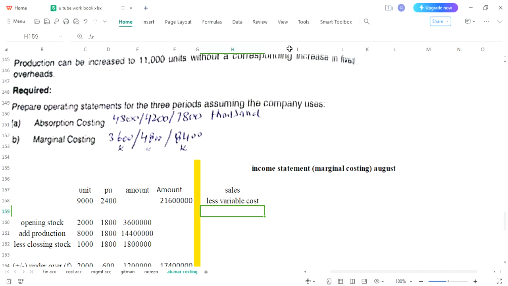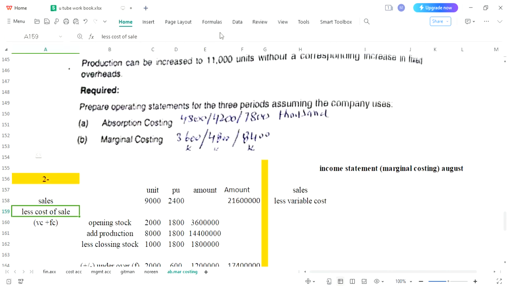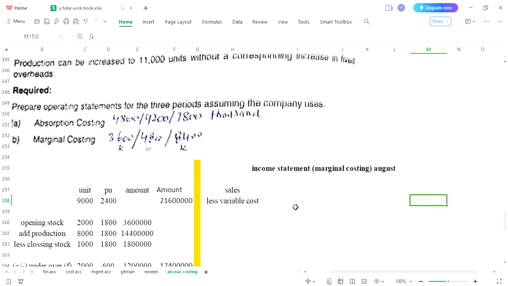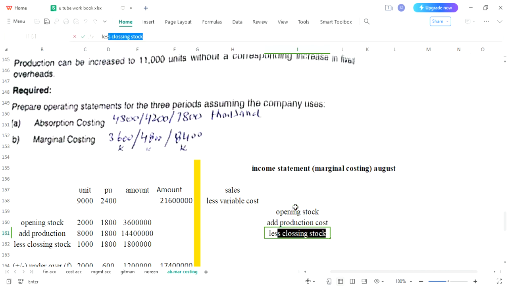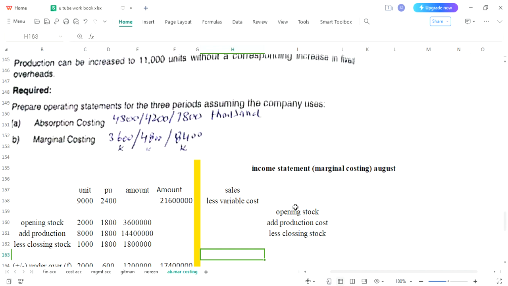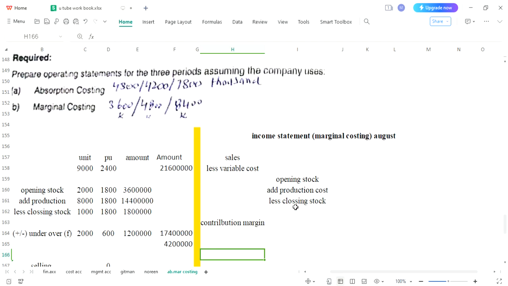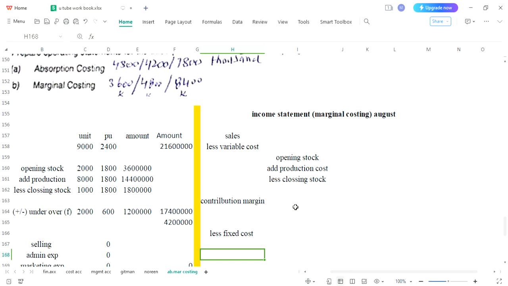The difference between marginal costing and absorption costing: first difference has arrived here. Variable and fixed both costs are written in absorption costing, and over here only variable cost would be written. Variable cost will start as usual with opening stock. We will add production cost, and subtract closing stock. No under or over applied would be written over here. As we subtract our variable cost from sales, we will get contribution margin, and then we will subtract our fixed cost with which we will get net margin.